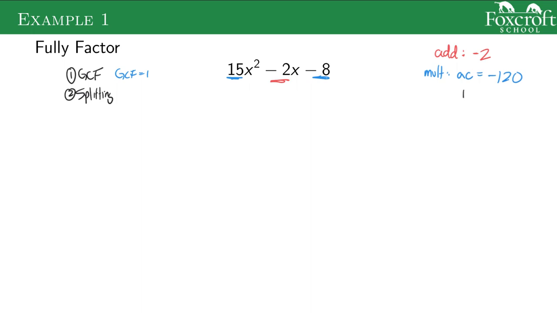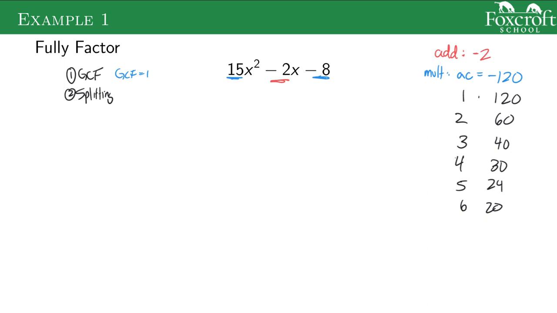Well, I always start off with 1 and 120. Those aren't going to work, so now we'll try 120 divided by 2. That's 2 and 60. Divided by 3, 3 and 40. Divided by 4, 4 and 30. Divided by 5, 5 and 24. Divided by 6, 6 and 20. I'm just going one at a time.